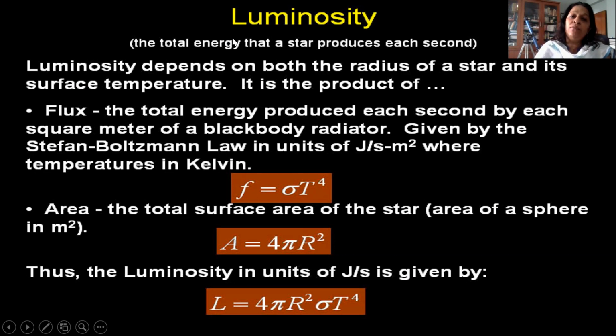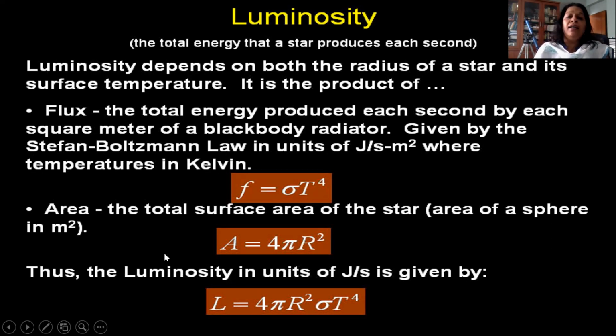Now, what is the luminosity of an object? Like I said, the luminosity is the total energy which the star emits per second. And what does it depend upon? The first factor is the radius of the star, and the second factor is its surface temperature. Now the flux is the total energy produced per second by each square meter of a black body radiator. So let us assume that stars are black body radiators, which means they obey Planck's law of radiation. And given Stefan-Boltzmann's law, this flux would be equal to sigma T^4, where sigma is Stefan-Boltzmann's constant and T is the temperature in Kelvin, right?